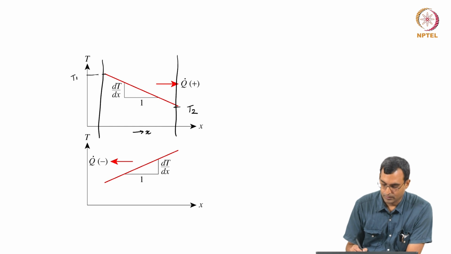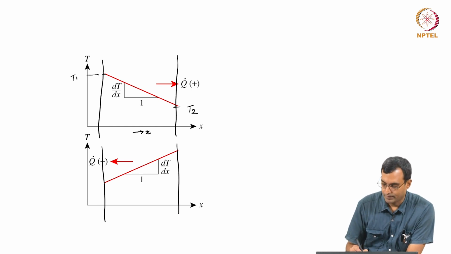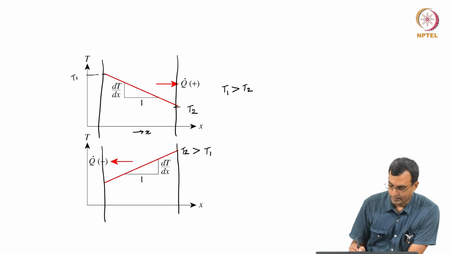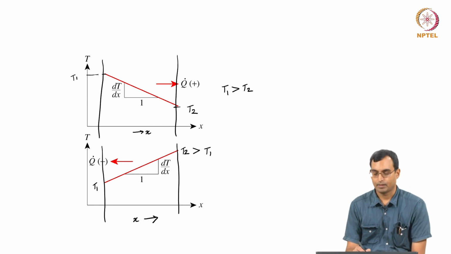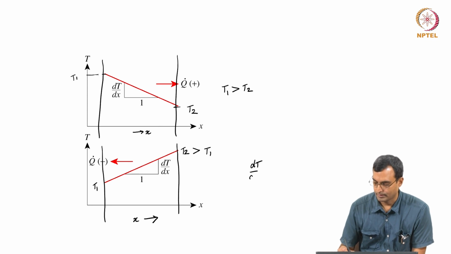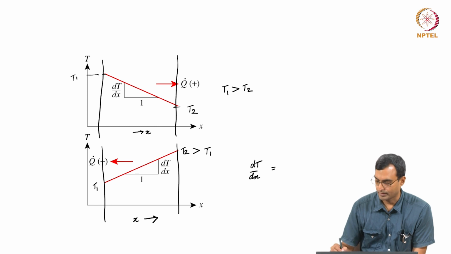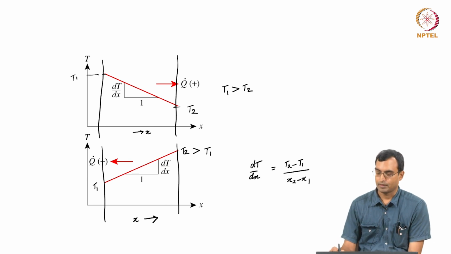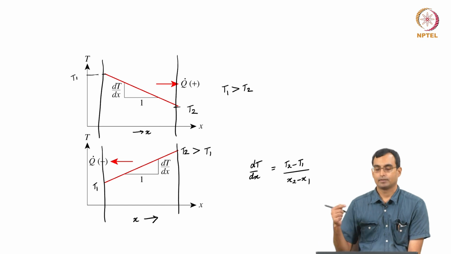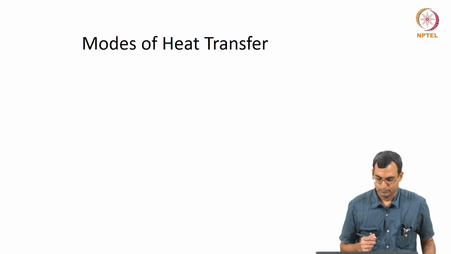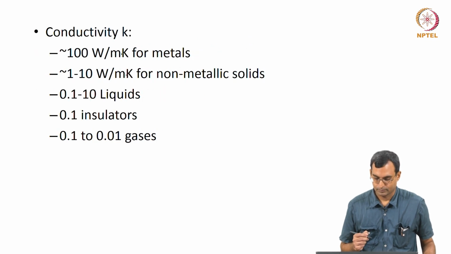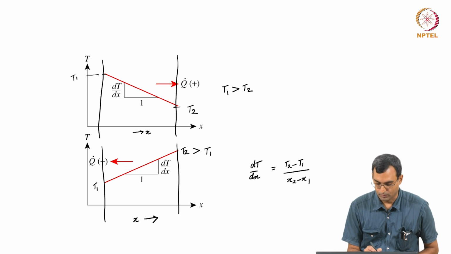In a similar case, if you had a slab like this, where the temperature here was T2 which is higher than T1, this is T2 and this is T1, and this is x. If the slope is positive, so dT by dx is positive, in this case it is T2 minus T1 by x2 minus x1. If this is positive, then heat is being transferred in the negative x direction. So, we have the minus sign over here to account for that.